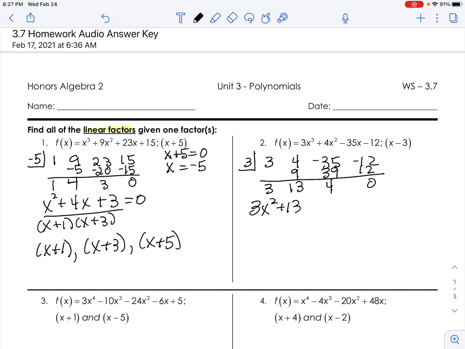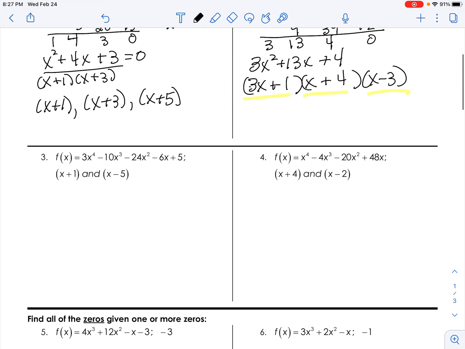Now we're taking our quadratic, 3x squared plus 13x plus 4, and factoring it. You can use split the middle or guess and check. Remember, trial and error. If I put a plus 4 and a plus 1, I get 3x squared plus 12x plus 1x. There's your 13x plus 4. So my 3 linear factors are 3x plus 1, x plus 4, x minus 3.